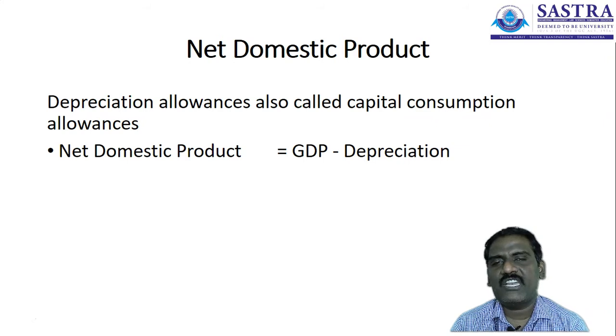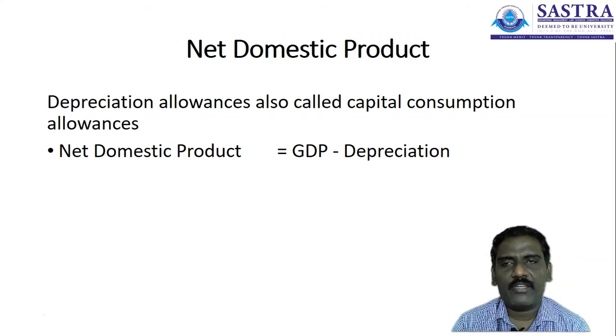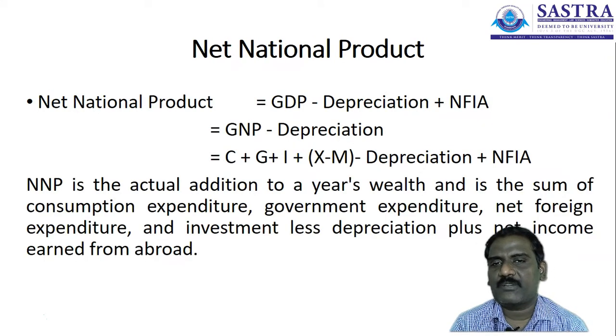So how much the machinery is used? What would be the total value of depreciation we can allow for those machineries deployed for the purpose of producing goods and services in the particular country? We can take that into the calculation. And the net national product is calculated as GDP minus depreciation plus net factor income from abroad. It means simply we can say GNP minus depreciation.